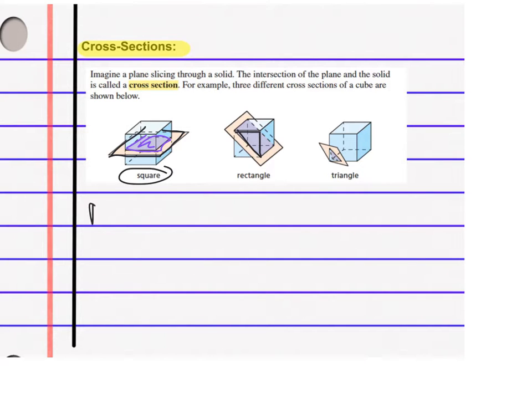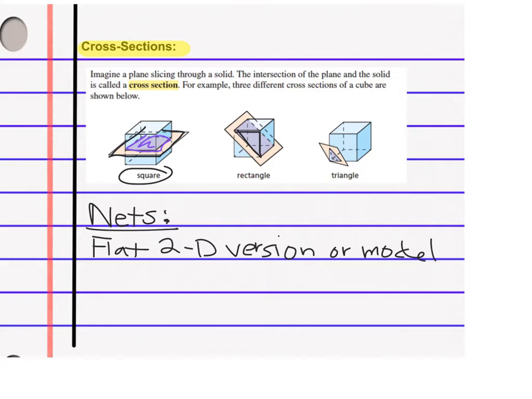The last vocabulary that we have here is nets. Not like a fishing net, but in math and geometry, a net is the flat 2D version or model of a 3D shape or a 3D figure. This is a pretty important concept. We do have 3D printers. That technology is available, but it's slow and expensive.